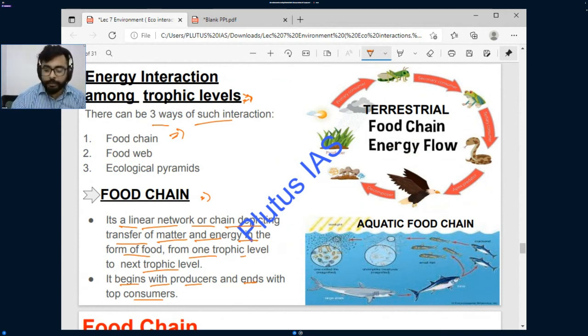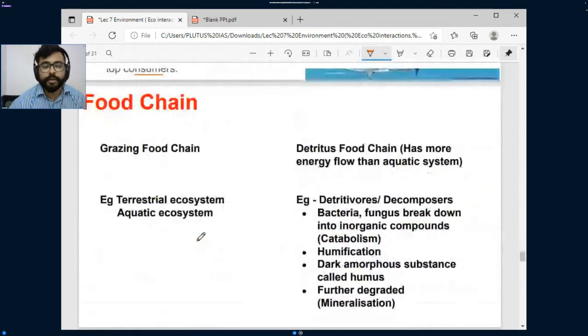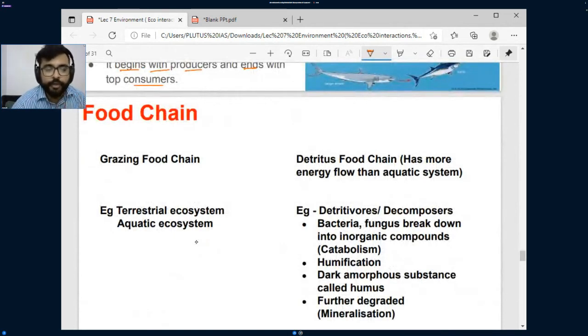There are different types of food chains which can be quoted as an example. For example, you can quote a terrestrial ecosystem. A terrestrial ecosystem example could be grass. Then grass is eaten by grasshopper. Then grasshopper is eaten by frog. Then frog is eaten by lizard. Lizard is eaten by snake. Snake is eaten by eagle. I guess eagle in this case will be the topmost predator.